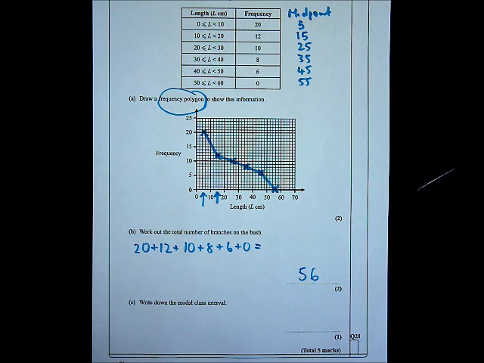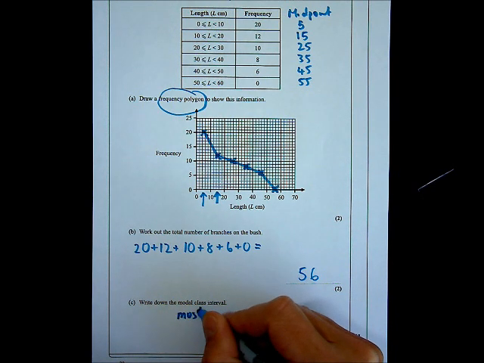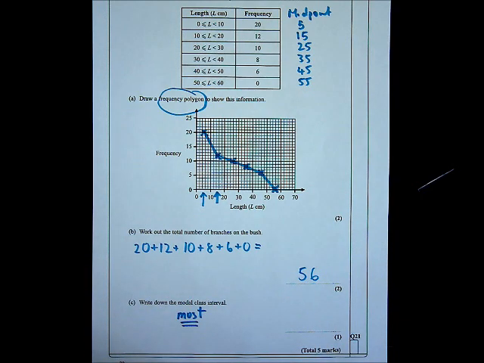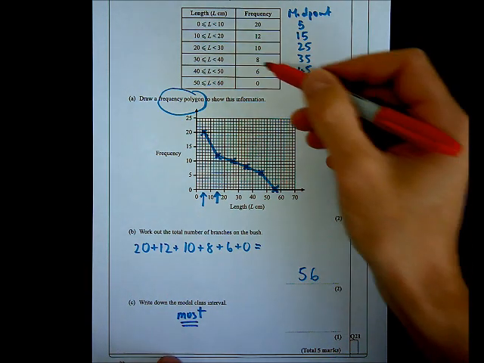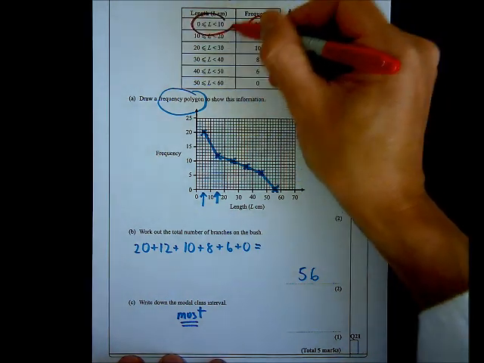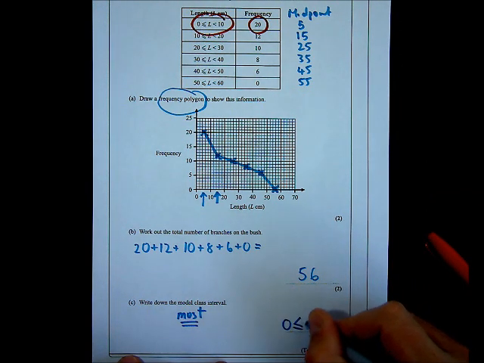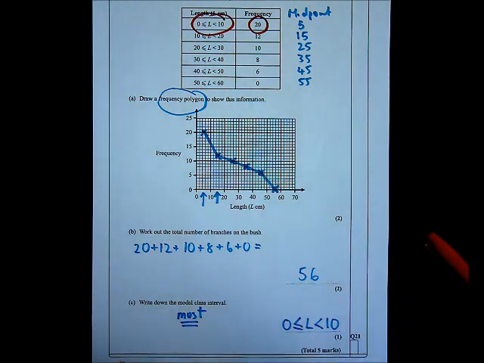In part C, I'm asked to write down the modal class interval, and modal class is the class with the most in. So if I go back to my table, I can see that the class with the most in would be the class with the frequency of 20, which is the 0 to 10 class. So the modal class is 0 to 10 centimeters.